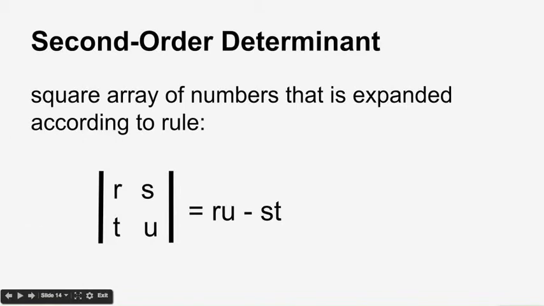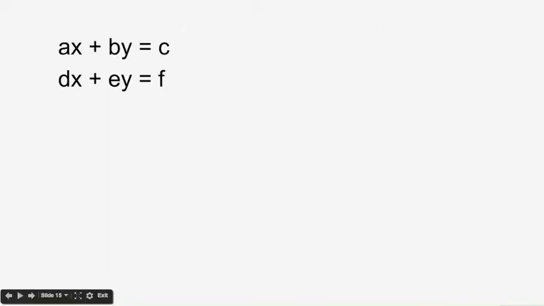And so what you do is you cross multiply. So it's R times U and S times T to get RU, and then it's a negative, so minus ST. And that's second-order determinants, and we can use those to solve systems of equations. So if we're given the two equations of AX plus BY equals C and DX plus EY equals F, where A, B, C, D, E, and F stand for constants.